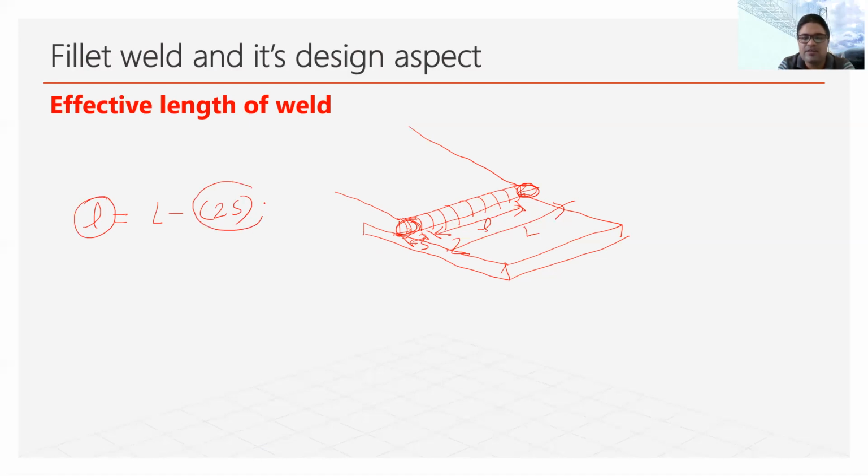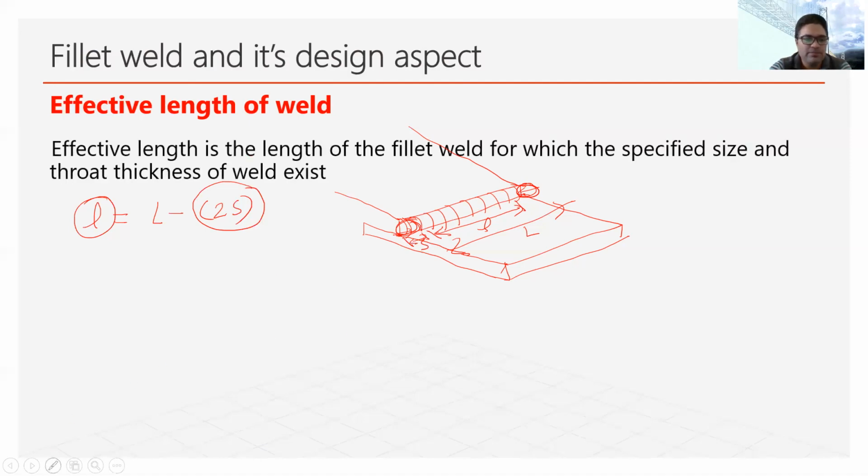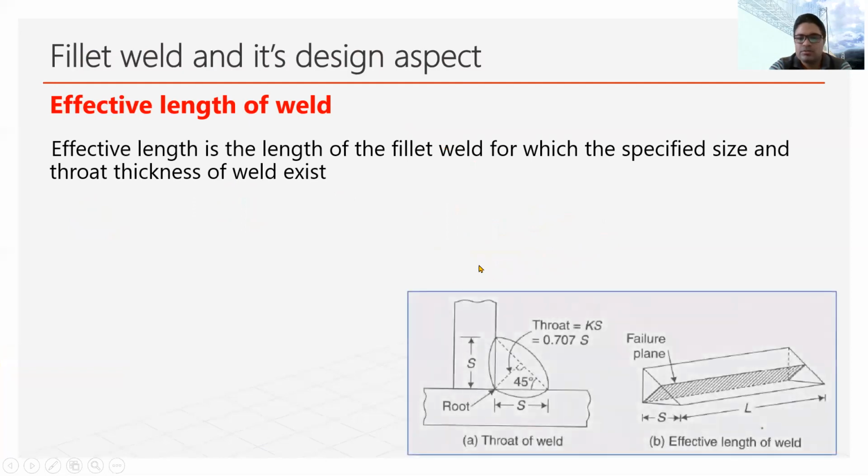This is basically the extra weld that is generally provided, and the contribution of this extra weld is not considered, simply because initially at the start there is a little taper; the actual thickness of weld may not be achieved at the end and at the start, because at that time we just start the weld. So that is the concept of effective length of weld. First of all, we will consider this in the diagram. This is basically the length.